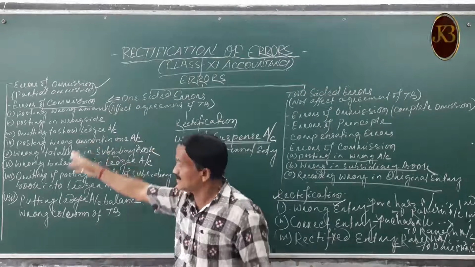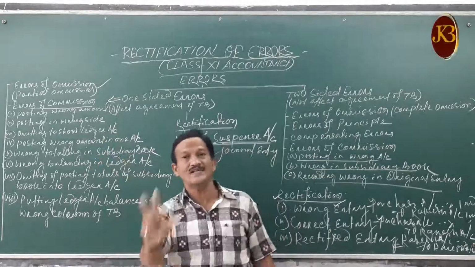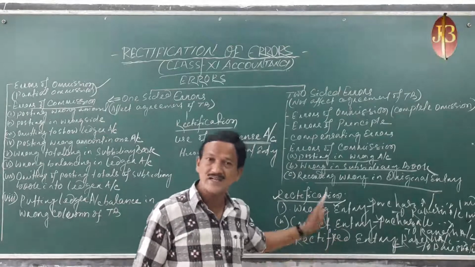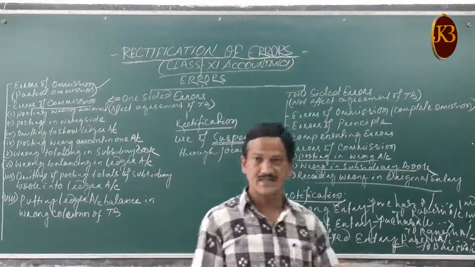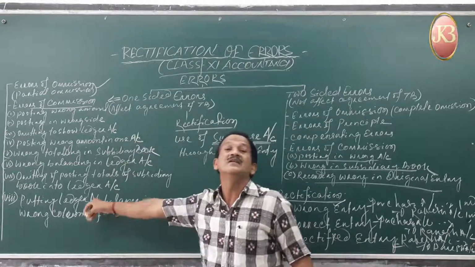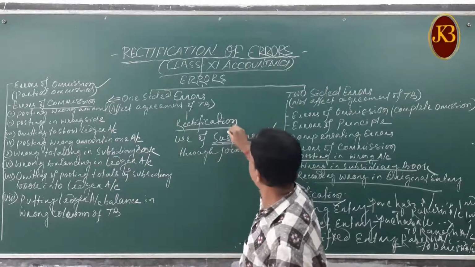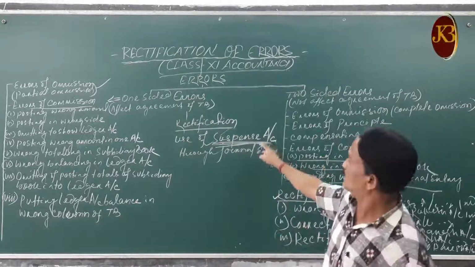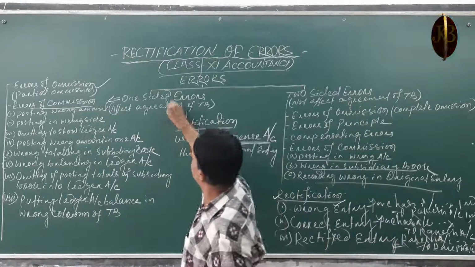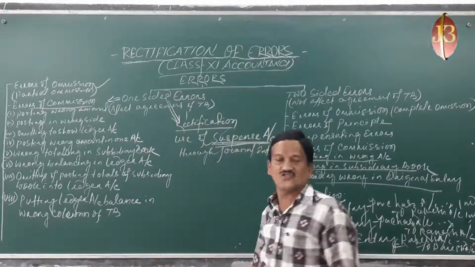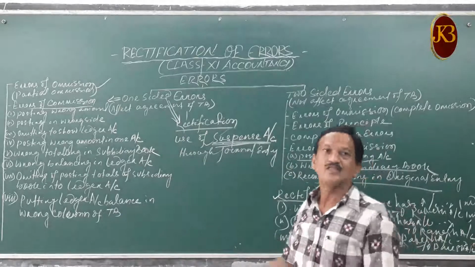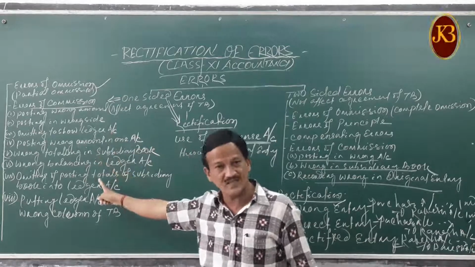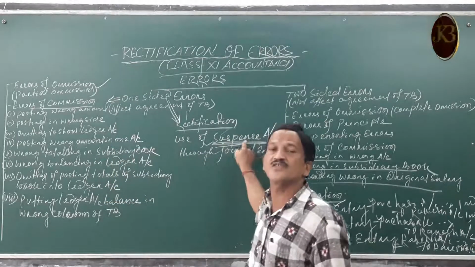So if these are one-sided errors, then how will they be rectified? When there are two-sided errors, you have the wrong entry, then the correct entry, then the rectifying entries. But if it is a one-sided error, then it is to be rectified with the help of a suspense account. This is a new account. You have to create the suspense account for the rectification of one-sided errors. This is the procedure, because only one account is affected, so for the other account you use the suspense account.